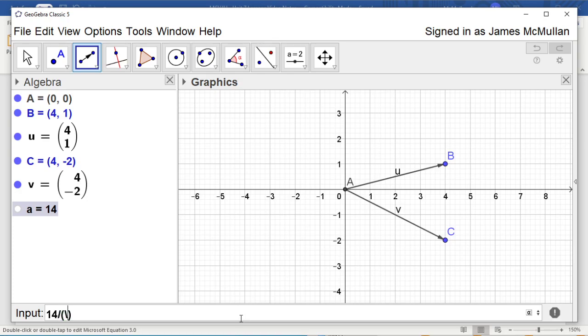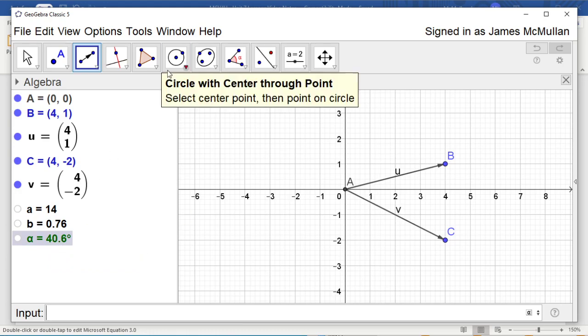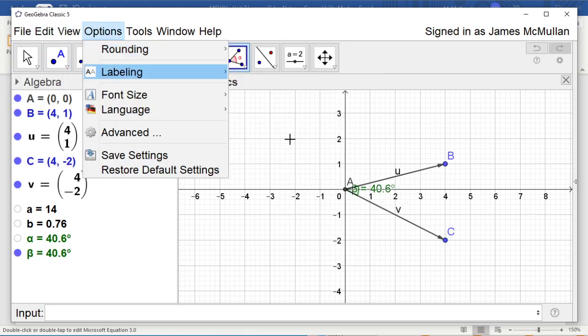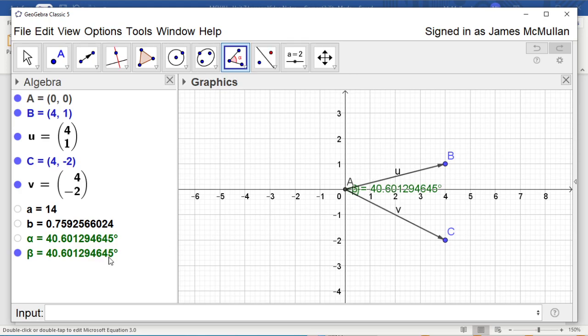I know the magnitudes are square root 17 times square root 20. And I do the inverse cos of that, and it tells me the angle between these two vectors is 40.6. And when I measure it, 40.6, right down to as far as you want to go.